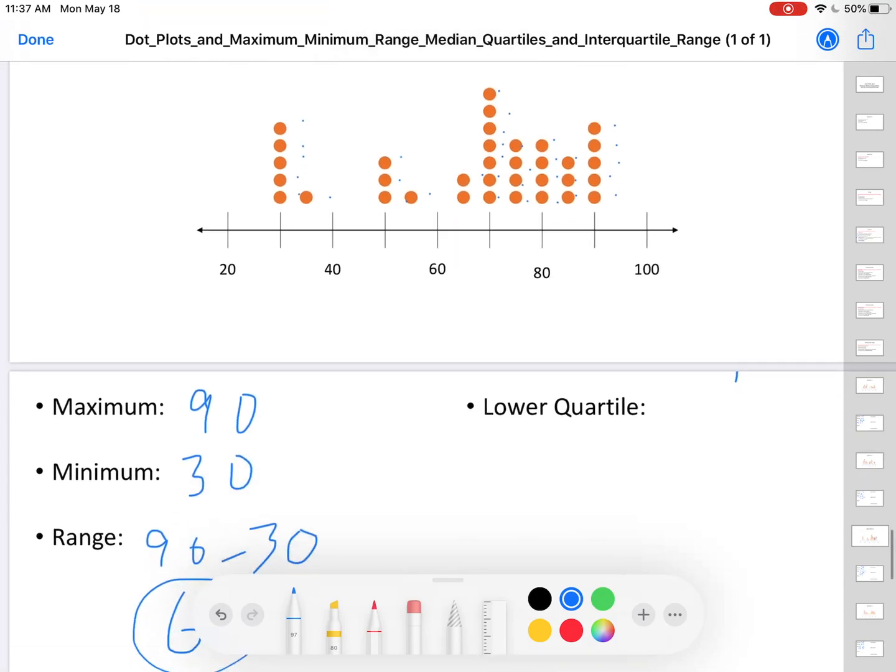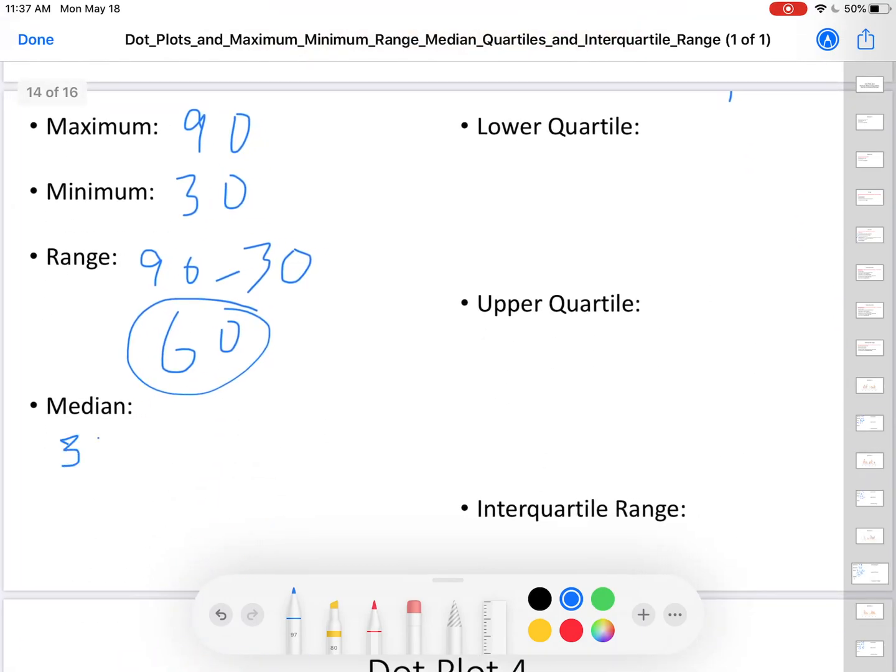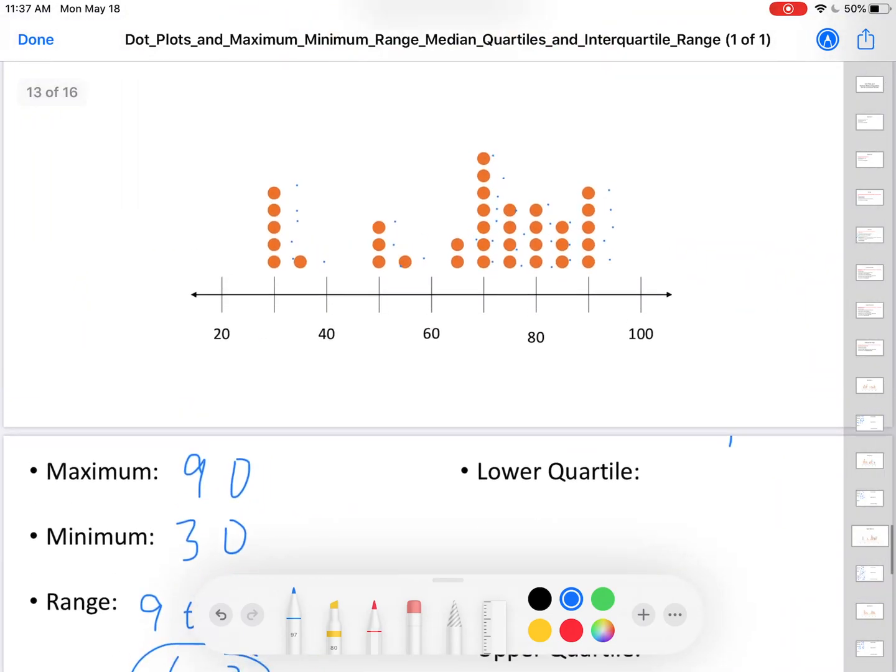So we'll do 35 divided by 2 is 17 and a half. Round that up, we get 18. Okay, come back over here.